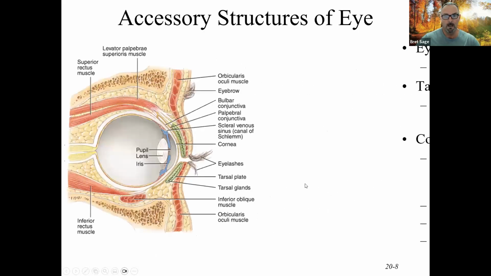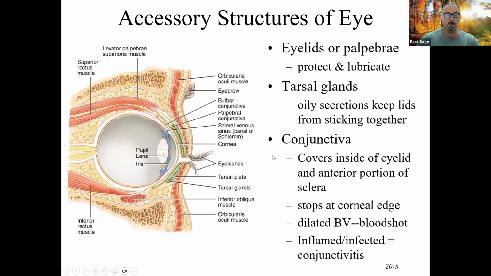Okay, vision. What are some accessory structures of the eye? The eyelids or palpebrae protect and lubricate the external eye. The tarsal glands, we see them here. Yeah, here they are, tarsal glands right here. Oily secretions keep your lids from sticking together, decreases the surface tension of the liquid.